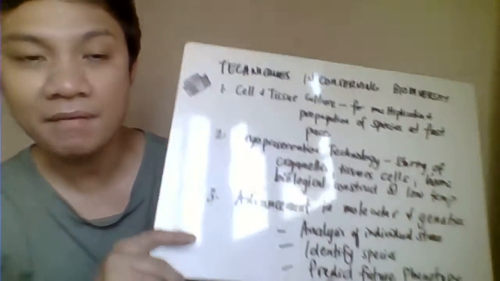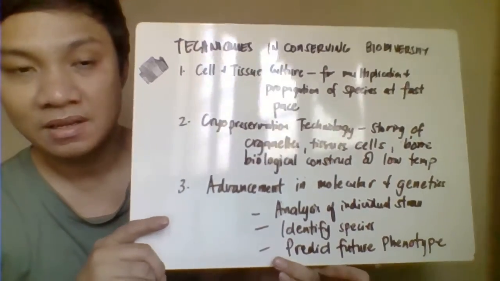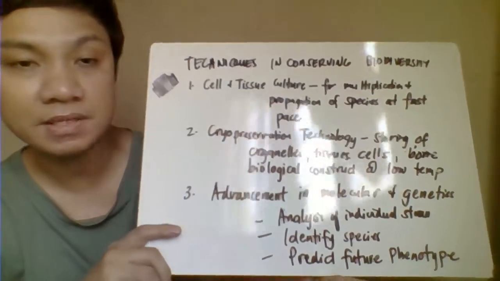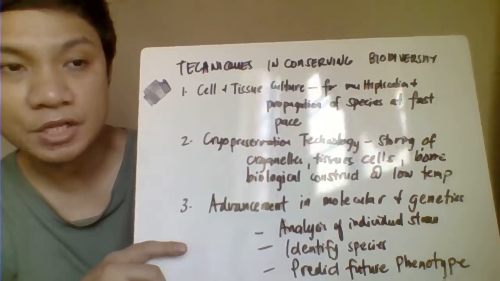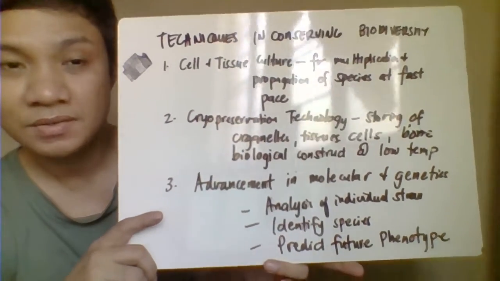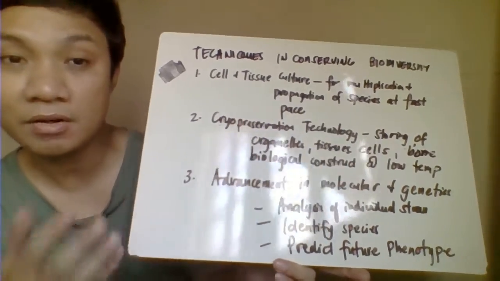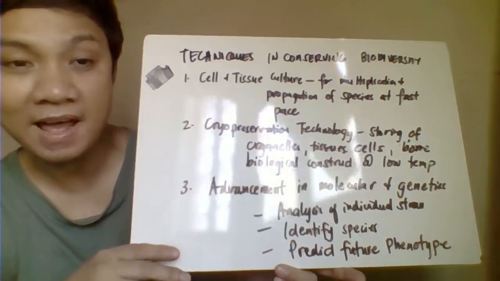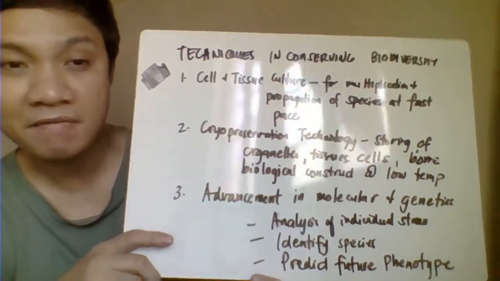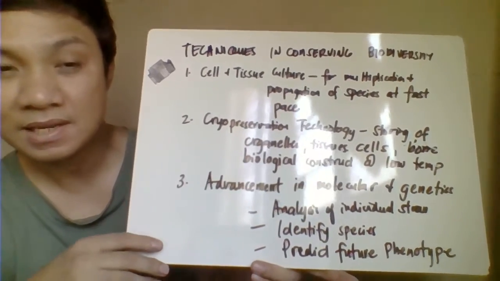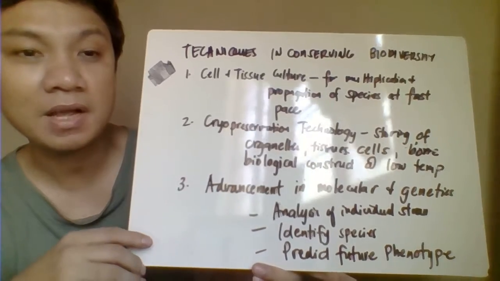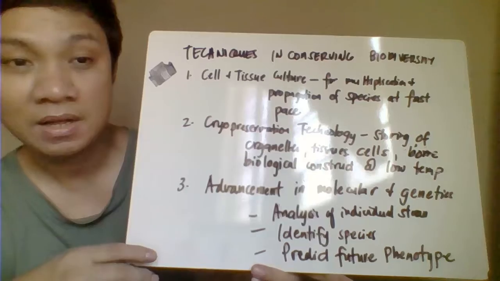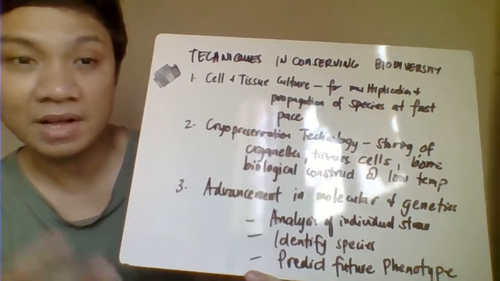Okay, the next one, we have here the different techniques or technologies that help in the preservation of our biodiversity. First one, we have here cell or tissue culture. So when we speak about cell and tissue culture, we try to culture, to allow it to grow or to multiply your tissues or cells coming from a species. Just like when you are culturing your bacteria, diba, we allow it to grow in a culture media and multiply at a faster rate.